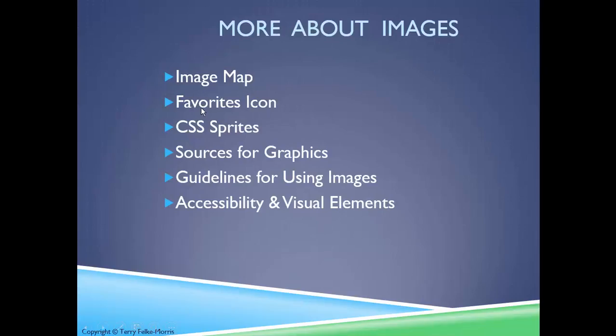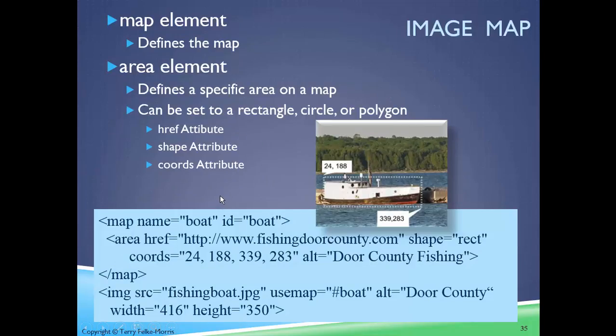Let's talk about that. And favorite icons, or favorites icon, sprites, sources for graphics, guidelines for using images, and accessibility. So there's an example of an image map. And what they've done is they've drawn around this boat here. This is called your hotspot area. All right. So the map element there is used to define your image map. The area is basically what you want to be able to click to make it do something. All right. There's also a shape attribute. And I believe the shapes that are available, there is like a circle, there's a rectangle, and there's a polygon where you can make your own.